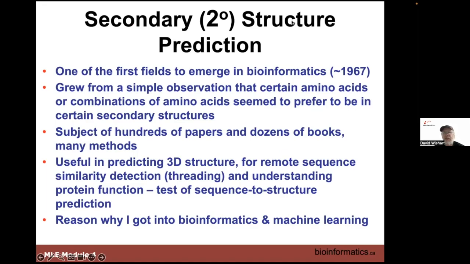There's probably been thousands of papers published. There's been dozens of books published on the field. And obviously, if you can predict secondary structure, it can help with 3D structure prediction. It helps with things like threading and homology modeling and protein function prediction. And when I started getting into the field of bioinformatics back in the 1980s, it's why I got into it, because secondary structures seemed to be a really interesting and challenging problem.